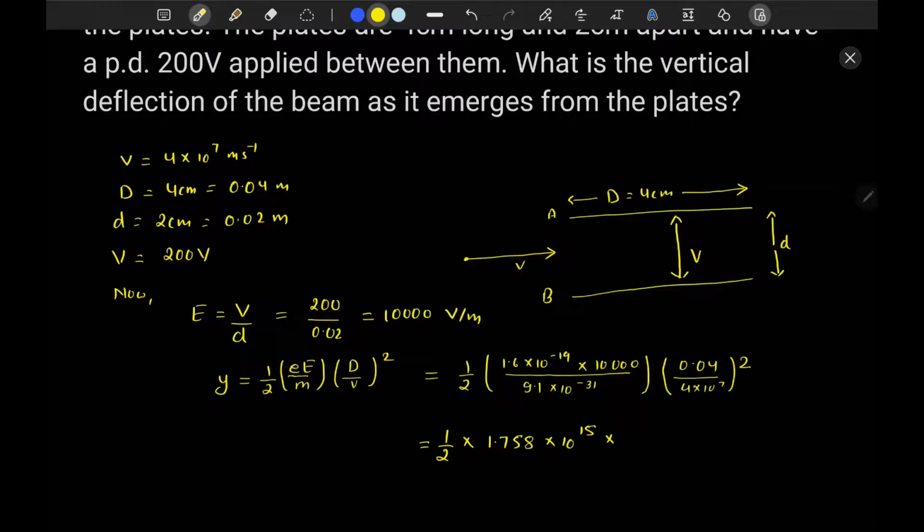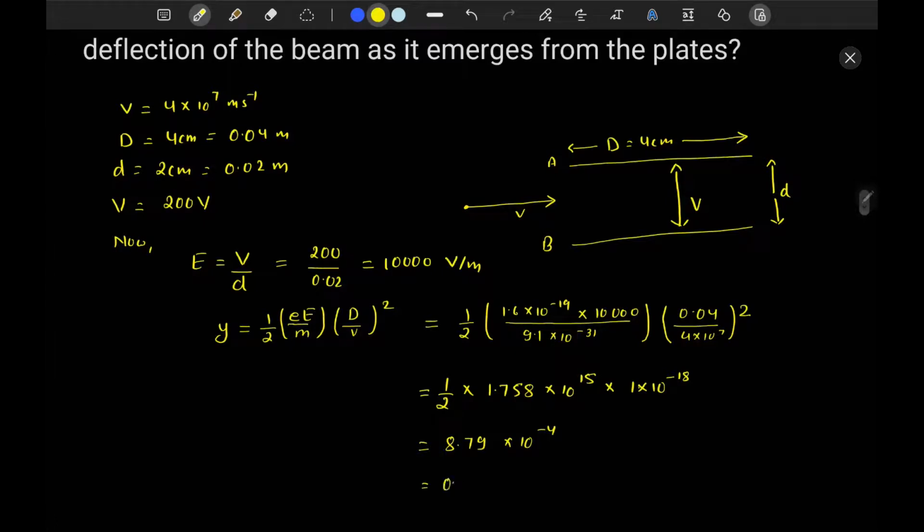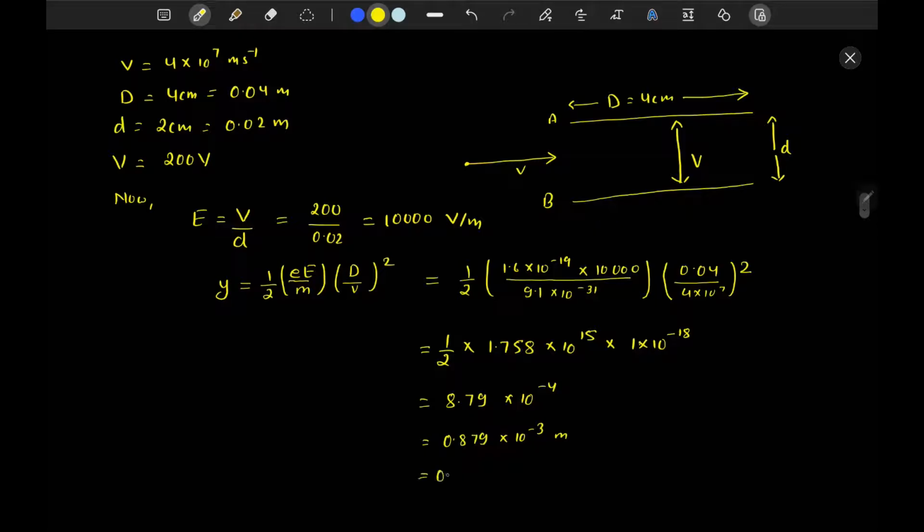and this becomes 1.1 into 10 power minus 18, and after calculating we get 8.79 into 10 power minus 4 or 0.879 into 10 power minus 3 meter. This can be written as 0.879 millimeter. This is the answer.